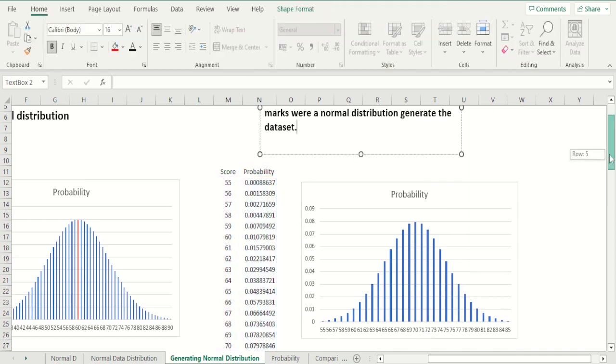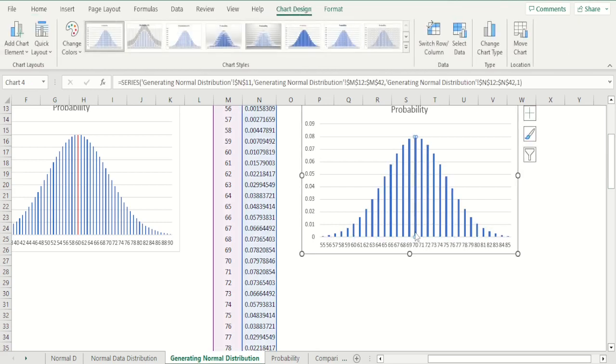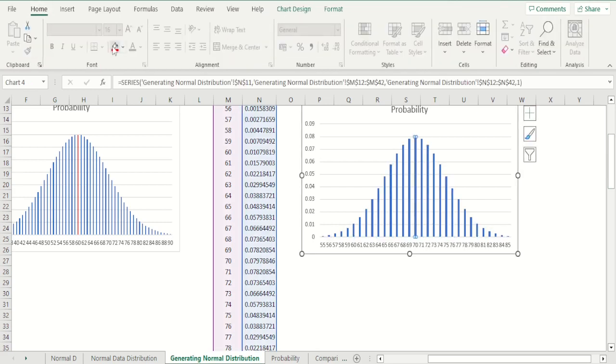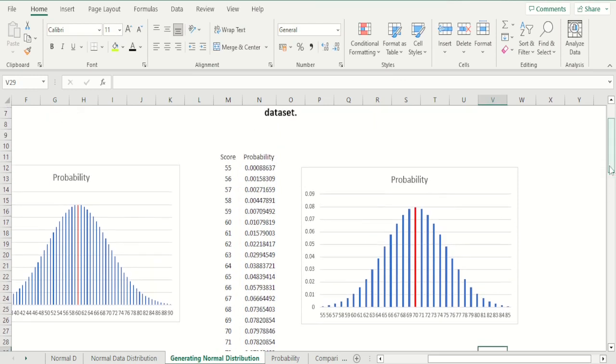Again, remember that the probability is highest at the central point, which is at the mean. That number is 70. So you can see the maximum probability occurs at the center. And I just marked it out for easier visibility. So this is how you can generate a normal distribution given those two numbers, the mean and the standard deviation.